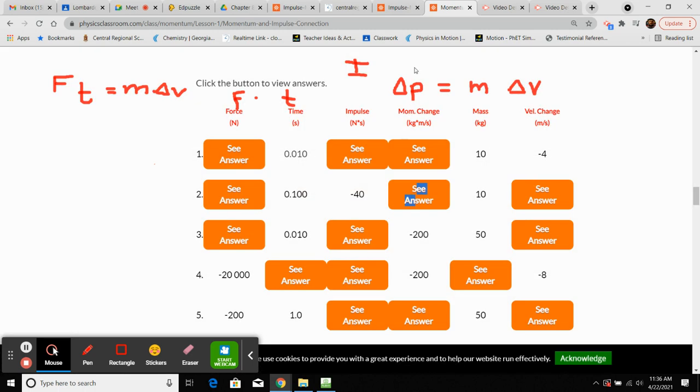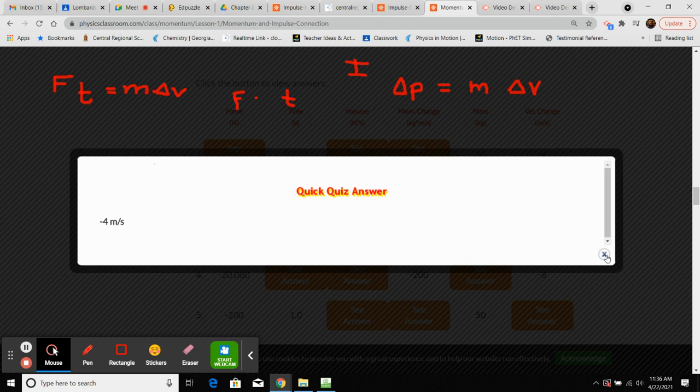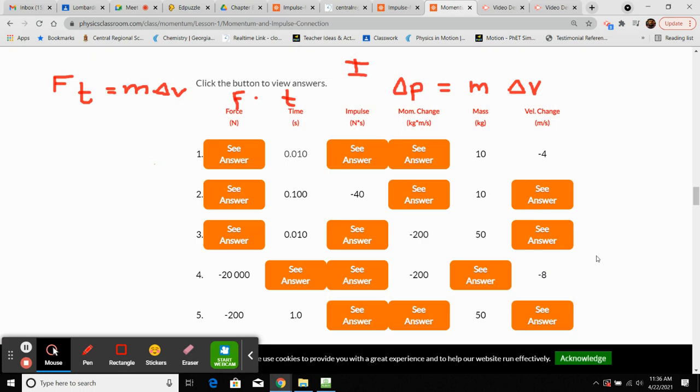All right, so if I know that this is negative 40 and I know the mass is 10, negative 40 divided by 10 would give me a negative 4. So in both 1 and 2, I'm changing my velocity by negative 4 meters per second. So I'm slowing down by 4 meters per second. The mass is the exact same.